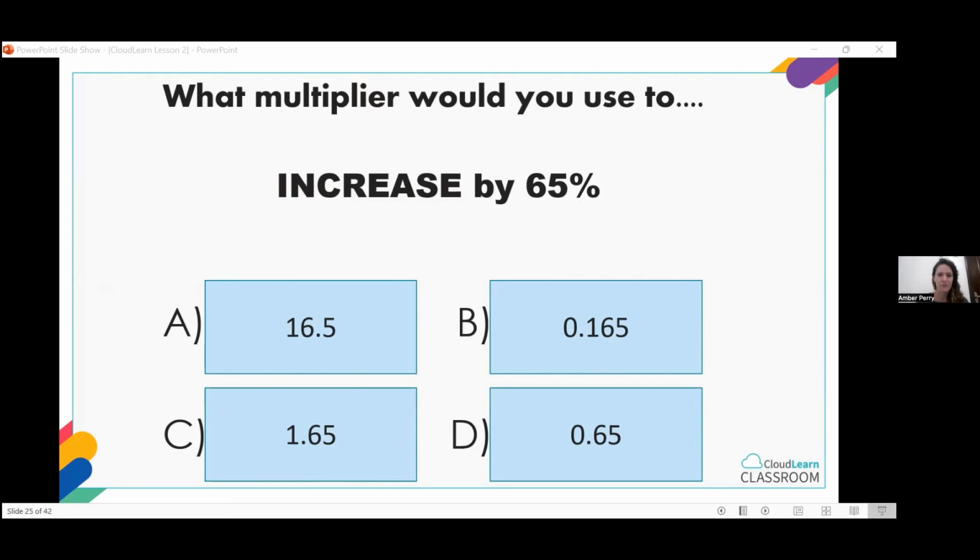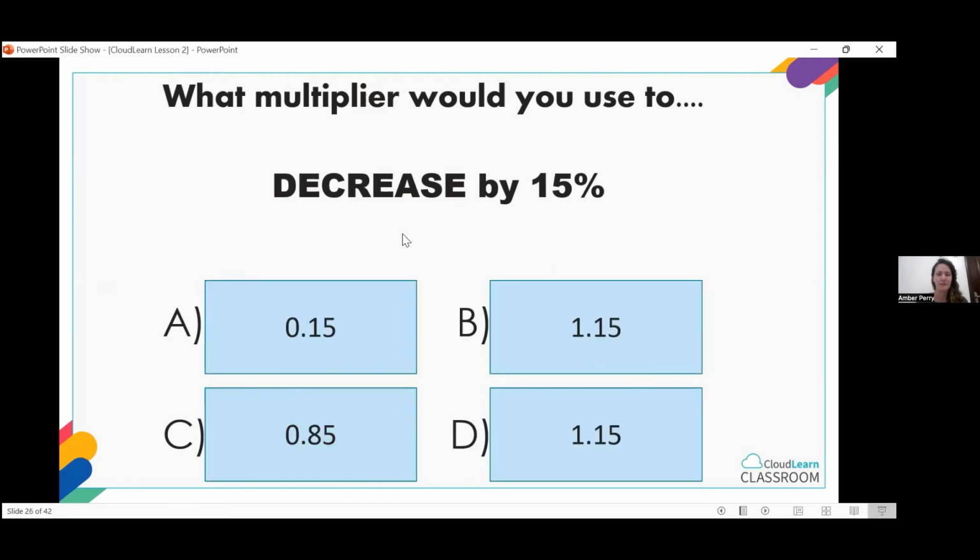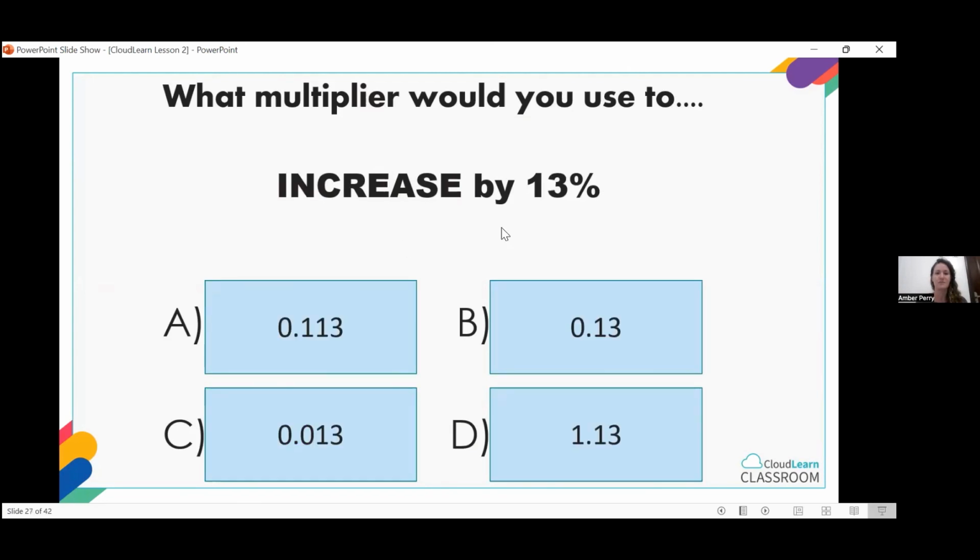Let's try another one. I think we'll skip over decrease because we all know that. We'll try increasing by 13%. So I start with the full amount, 100%, and I'm going to increase it by 13%. Here we go, we'll relaunch that poll now.